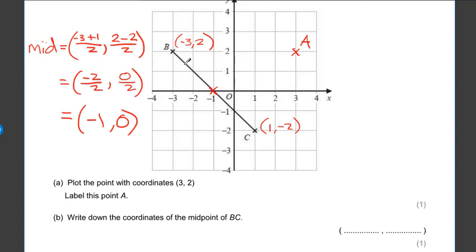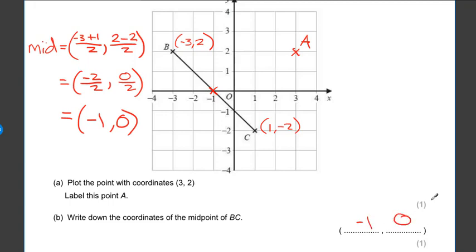How do you go from B to C? We go across 1, 2, 3, 4, and we go down 1, 2, 3, 4. So what's half of 4 and 4? It's 2 and 2. So you go across 1, 2, and you go down 1, 2. Done. And the coordinates to that, obviously, are minus 1, 0.